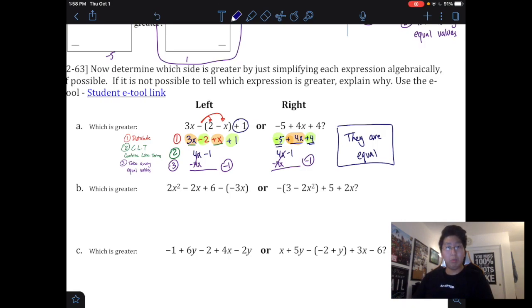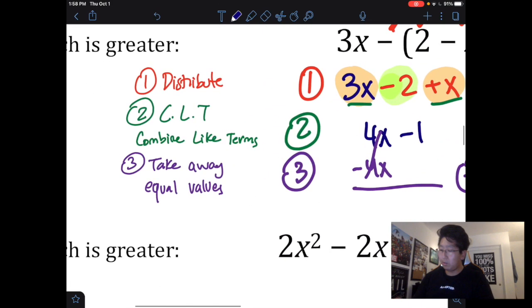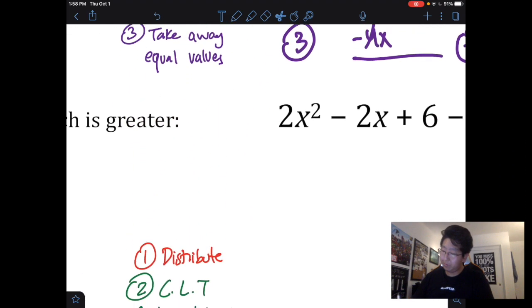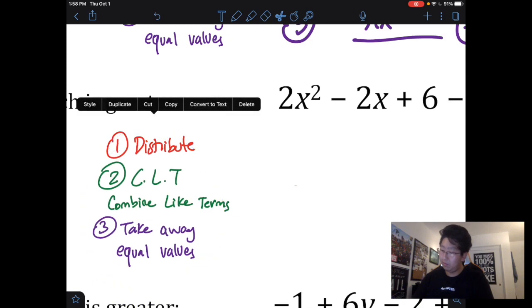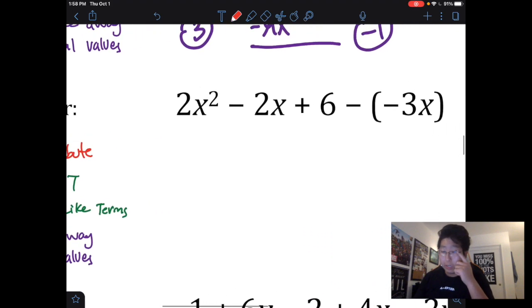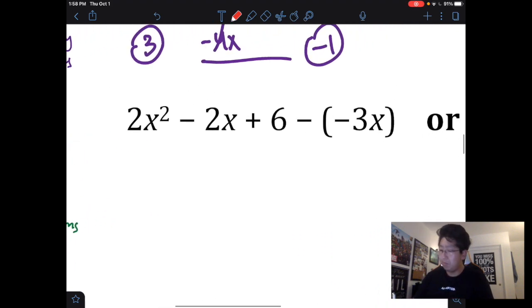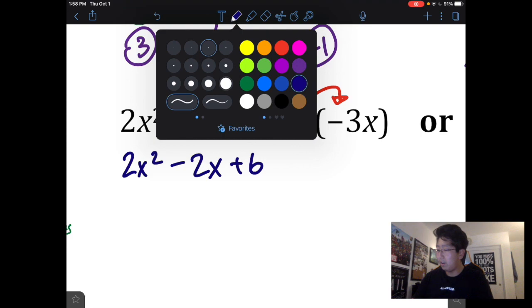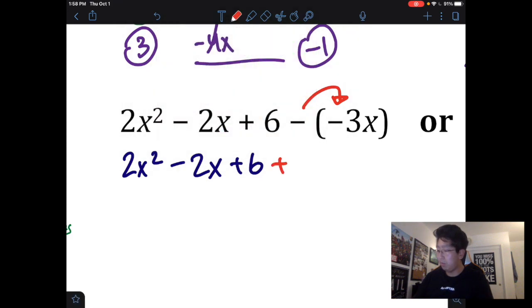Whew, we just did one problem. Let's go ahead and try it again. I'm going to duplicate this so we can see it again. All right, first thing we need to do, we need to distribute. So I'm going to go ahead and distribute, which is flip from opposite land. I'm going to end up with 2x squared minus 2x plus 6. And instead of negative 3 in opposite land, we're going to say plus 3x.